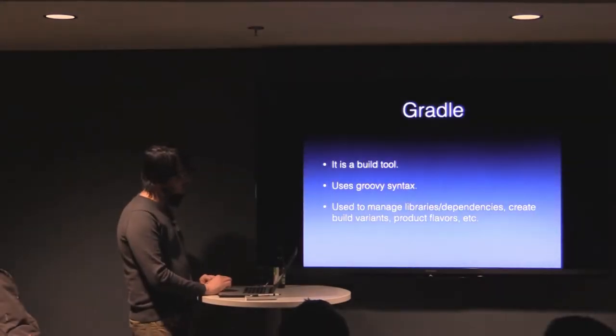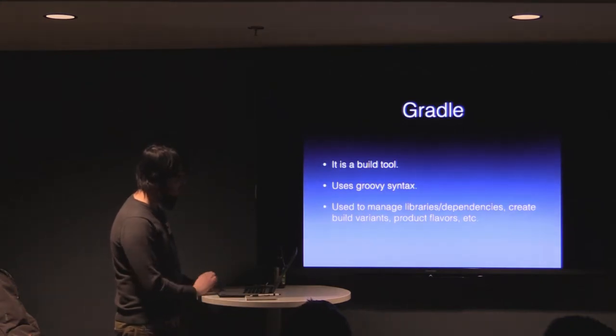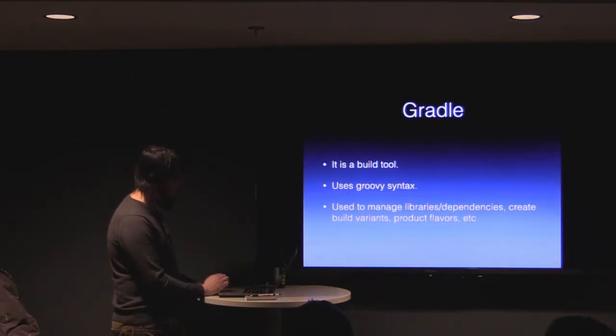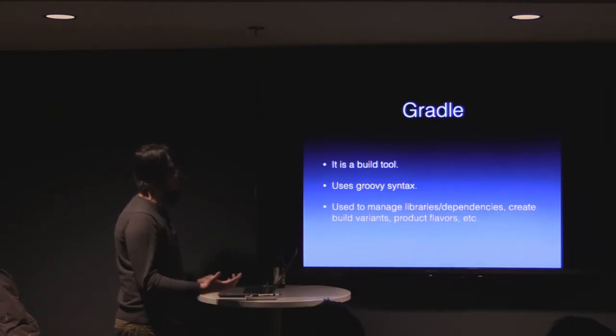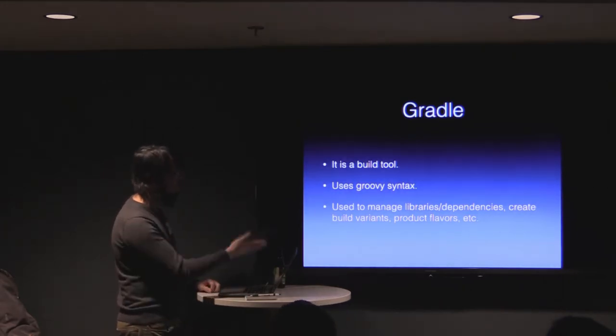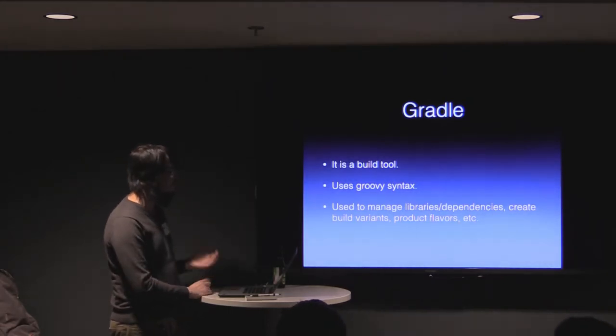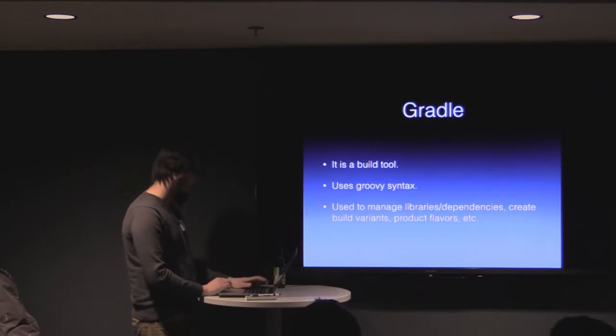So Gradle is one of the last pieces to talk about here. It's a build tool. It uses Groovy syntax, which is basically based on Java. Mainly it's used to manage libraries, but it's a really powerful build tool. You can use it to deal with build variants and product flavors. So if you want to build your app and have it be different colors based upon the different arguments you send it, you can do all that here. You can have different variables between your demo and your production. That's how you deal with it all here.